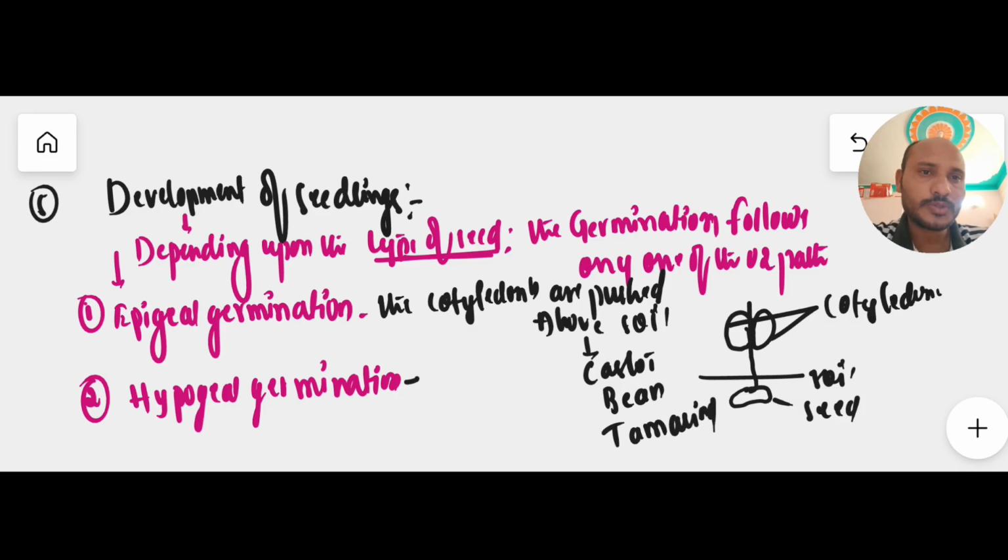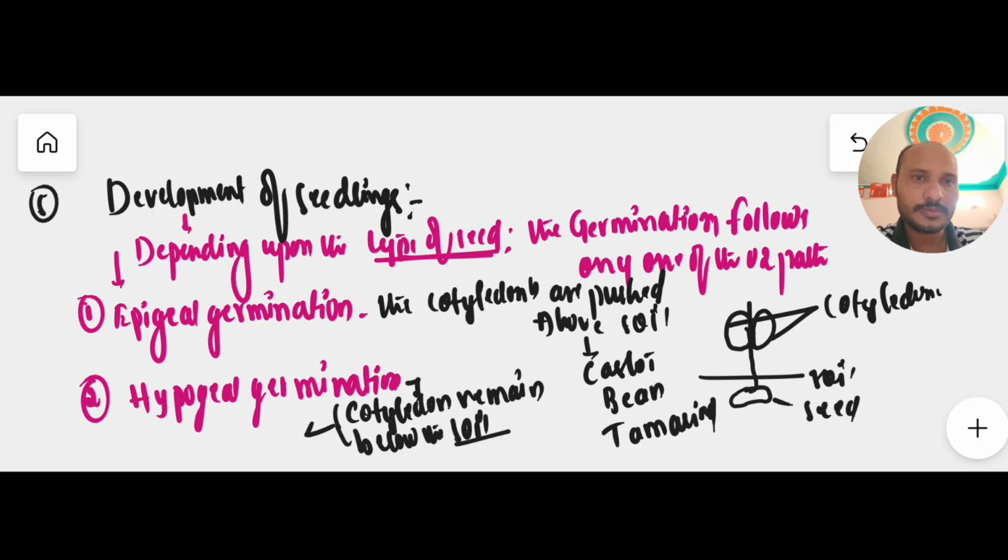And now coming to hypogeal germination, in which the cotyledons remain below the soil. Here, only the cotyledons remain below the soil. This type of hypogeal germination is generally seen in plants like pea and maize. So depending on the type of seed, the development of seedling occurs by any one of the pathways, either epigeal germination or hypogeal germination.